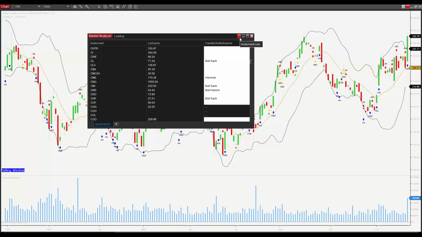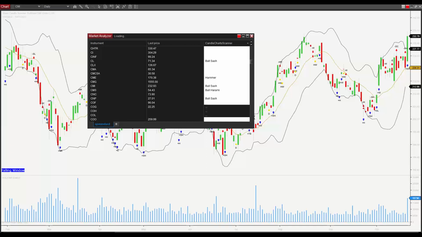Notice this red block right here. It's called Instrument Link. I also have a red block here on my chart. So that means I linked my Market Analyzer to my chart. When I click on one of these, I get to pull up that specific chart on the daily time frame. I randomly yesterday clicked on CMI because it had a bull sash.